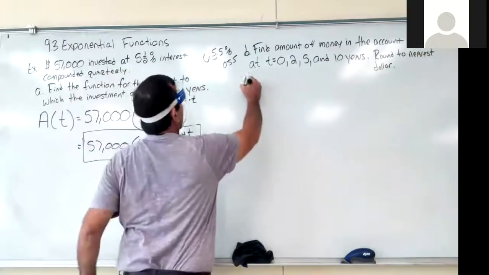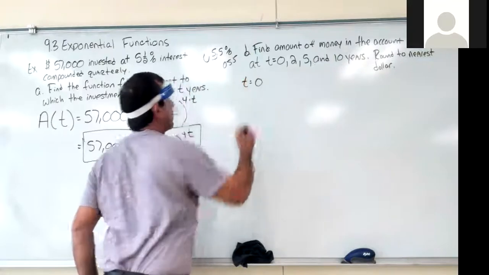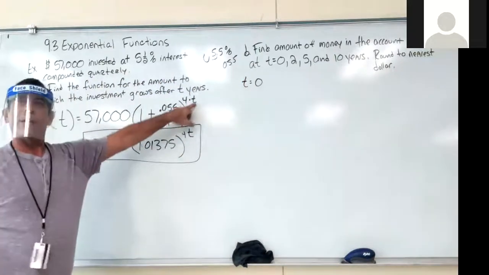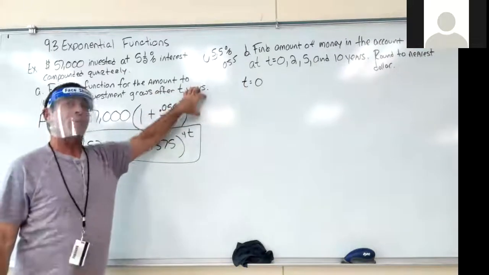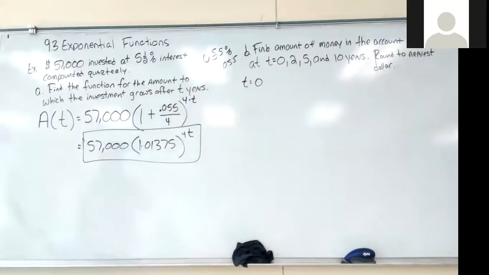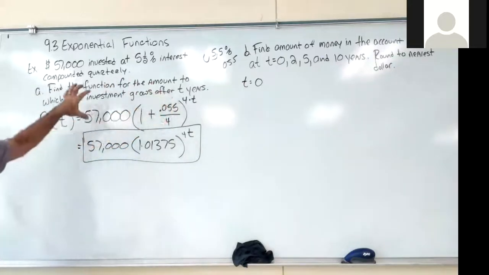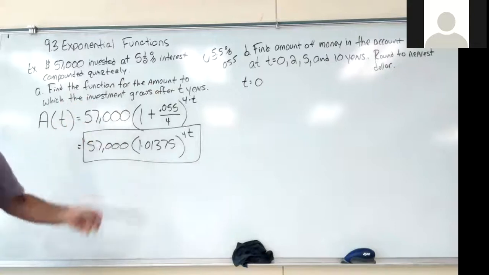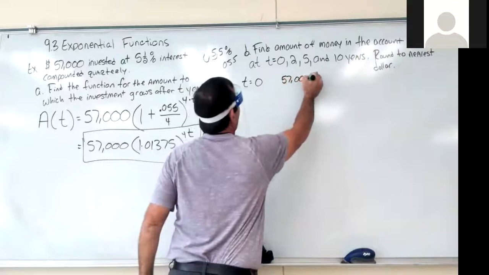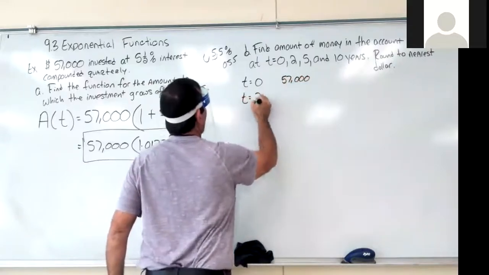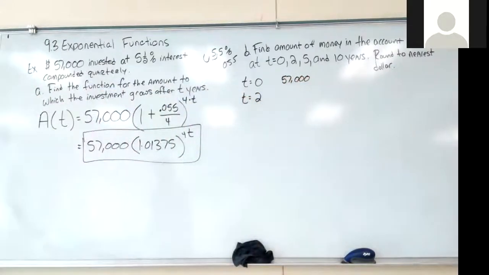So if t equals 0, you would put a 0 right in there for that t, which gives you a big 0, right? But anything to the 0 power is 1. So that's basically 1 times 57,000, which will give me 57,000. Which makes sense. If no years have added, I'm going to stay where I'm at, right?